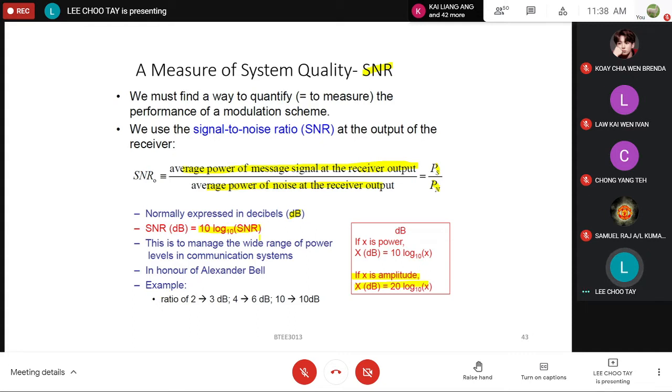Why do we use decibel? We use decibel because there is a wide range of power levels. It can be 100 times, 200 times, or even more than that. For example, a ratio of 2 will give you 3 dB, a ratio of 4 will give you 6 dB, and a ratio of 10 will give you 10 dB. But as you go up, the difference in the number will get smaller and smaller.